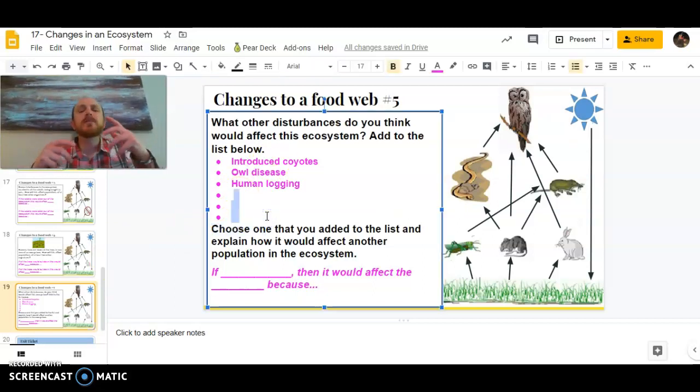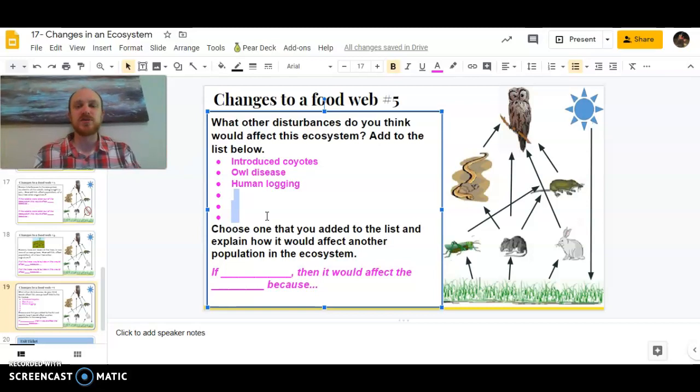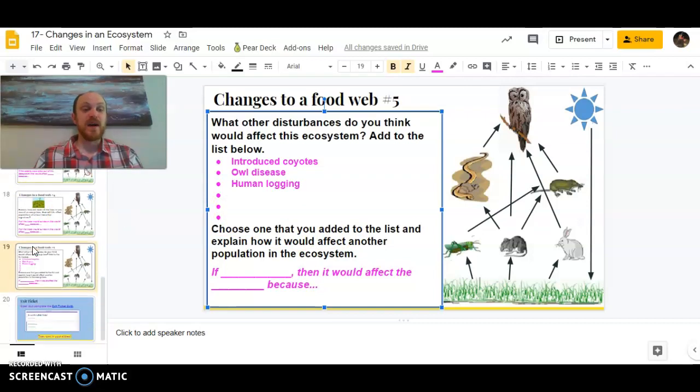What other things could disturb, disrupt, bother, or change an ecosystem? Think about other natural disasters, other things that could happen with animals. Think about what humans love to do. We love to mess up things all the time. So what else could humans do to screw up this ecosystem? So list 3. Then I want you to choose one that you listed and tell me how it affects something. So you're actually coming up with the scenario and how it would affect one of the organisms of your choice. Okay, so there's 5.